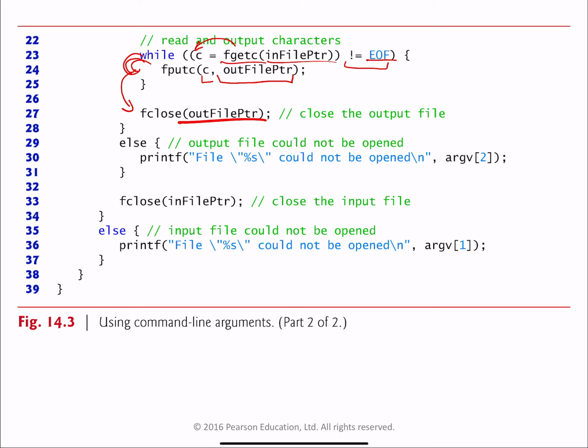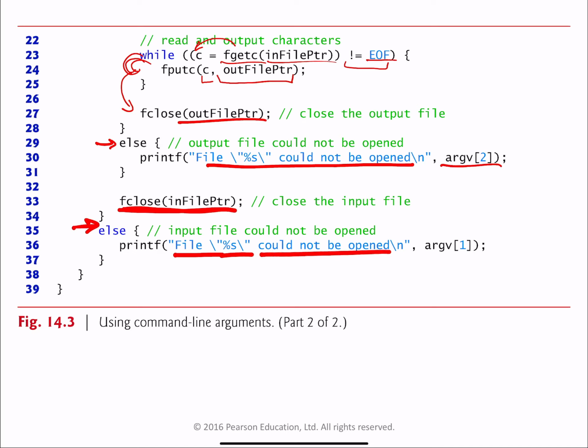If the output file could not be opened, we have an else block that says the output file could not be opened for whatever reason. Maybe you don't have enough space on your hard drive, and in that case we just close the input file as well. If the input file could not be opened, we have the corresponding else block for that outer if block, and you print out that the input file could not be opened. And that's the end of the program.